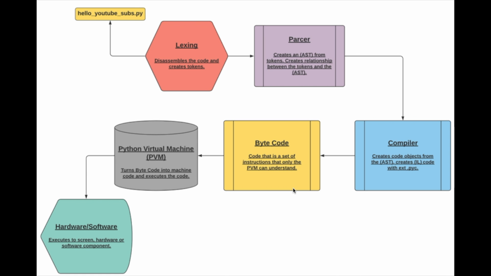Once the Python virtual machine has received the bytecode, the .pyc file, it basically emulates the job of the processor. It turns that .pyc bytecode into machine code. Your source code is now in machine code. This machine code can now be understood by the processor, and now the processor can take that and execute it, output it on the screen, send it to a piece of hardware, or execute a piece of software. Whatever the instructions are for it to do, it can now do it because it is now in machine code.